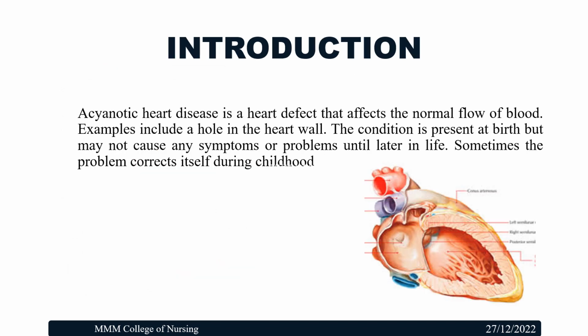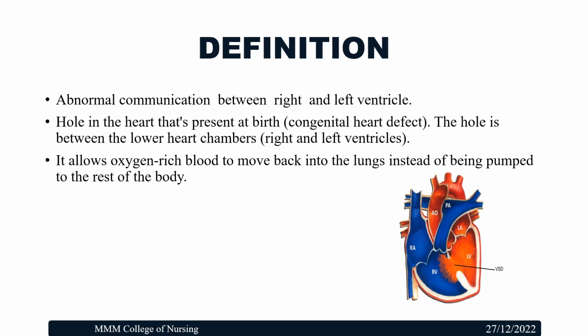As an introduction, any acyanotic heart disease is a heart defect that affects the normal flow of blood. For example, if there is a hole in the heart wall, that condition may be present at birth. It may sometimes show symptoms or problems in later life. Sometimes it will resolve on its own. One such condition is ventricular septal defect, an abnormal communication between the right and the left ventricle, or a hole in the heart which is present at birth.